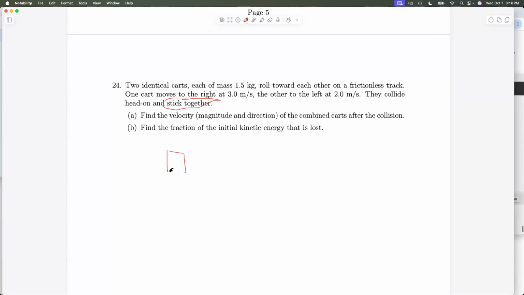All right, so let's draw these guys out. I'm going to assume here's number one. I'm going to call this guy A and this guy B. One moves to the right, the other to the left. So VA1 equals 3, VB1 equals -2, MA is 1.5. Oh, they're both 1.5 kilograms. This is meters per second.